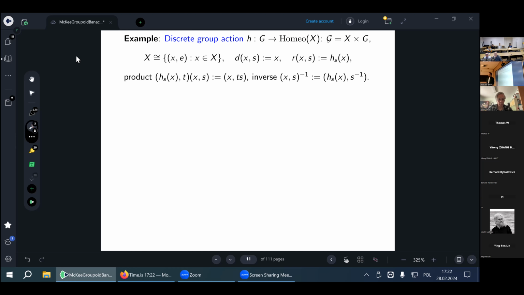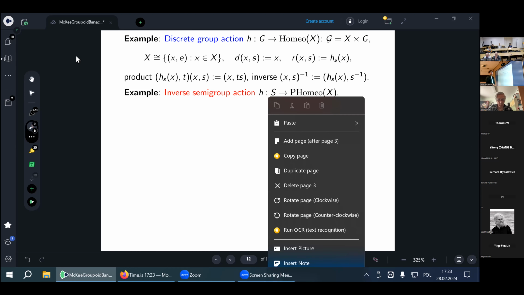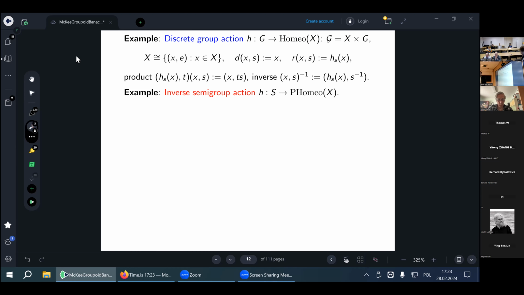So this is quite a good toy example, at least for me, but it's not really general enough to work with. So we can get a general enough example by relaxing assumptions and replacing our action of a group by homeomorphisms with an action of an inverse semigroup by partial homeomorphisms. So I'll explain what each of these data means.